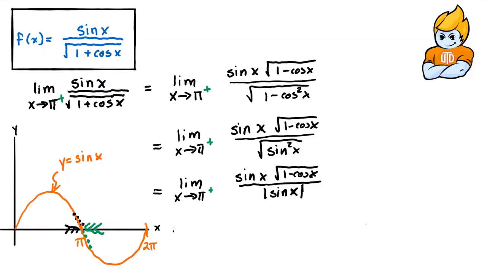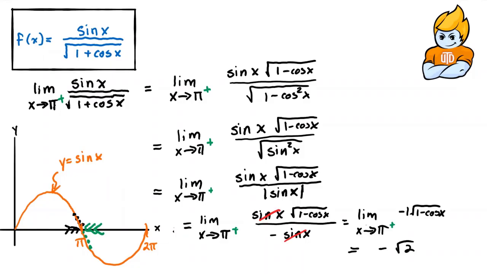Next, taking the limit as x approaches pi from the right, nothing would have changed until that last step where the absolute value of sine becomes minus sine. This is because as x approaches pi from the right, we see from the graph that sine is negative. After canceling the sines, we're still left with a factor of negative 1, and now we can evaluate directly, and this time the limit is negative square root of 2.